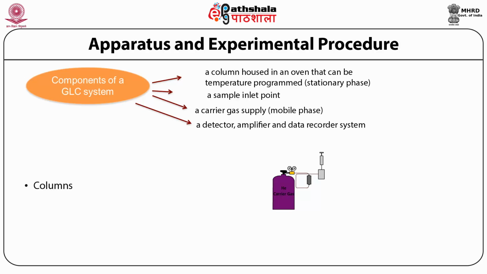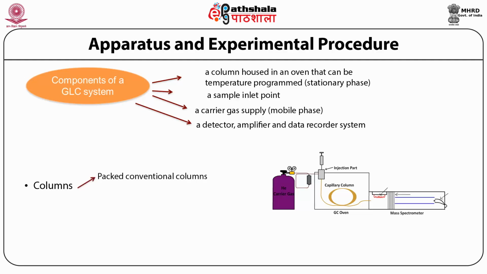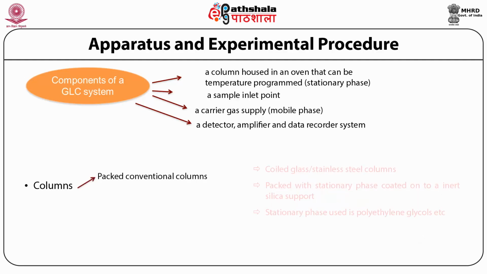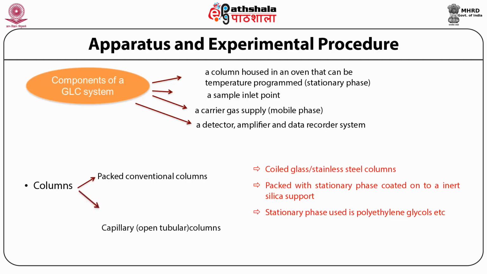The columns that are used in GLC are of two types. You can either use a packed conventional column, which means the column is packed with stationary phase coated onto an inert silica support, or you can use open tubular columns, which are made up of high quality fused quartz and are about 10 to 100 meters long and 0.1 to 1 millimeter in internal diameter.